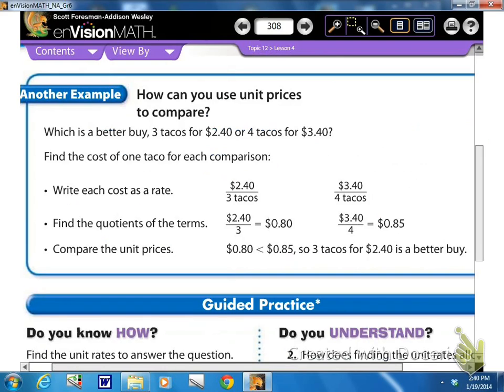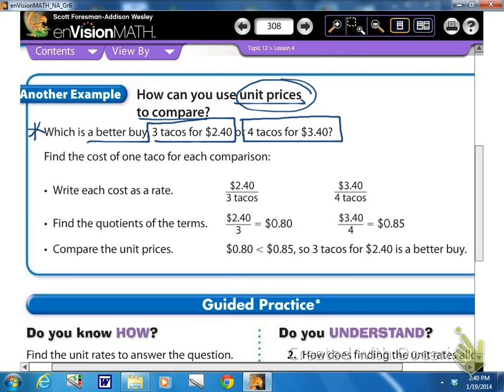Okay, let's look at another example on page 308. How can you use these unit prices to compare? Or how can we find a unit rate which in prices? So we're finding unit prices, and you actually probably do this more than you think, or maybe you see your parents do this because you want to find the best deal. So here's our question. What's the better buy, right? 3 tacos for $2.40 or 4 tacos for $3.40.